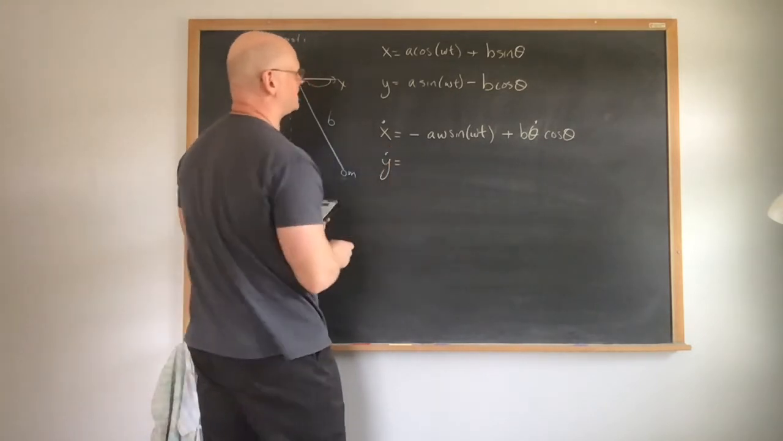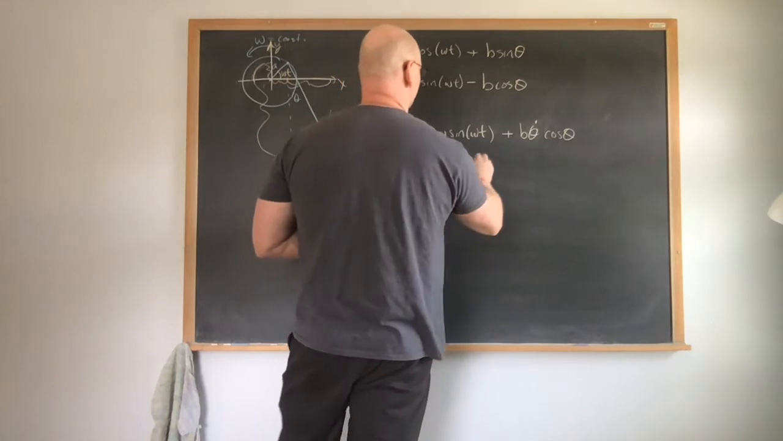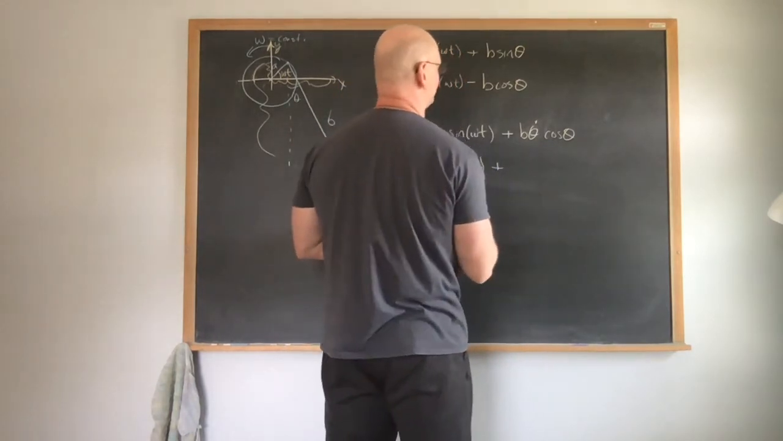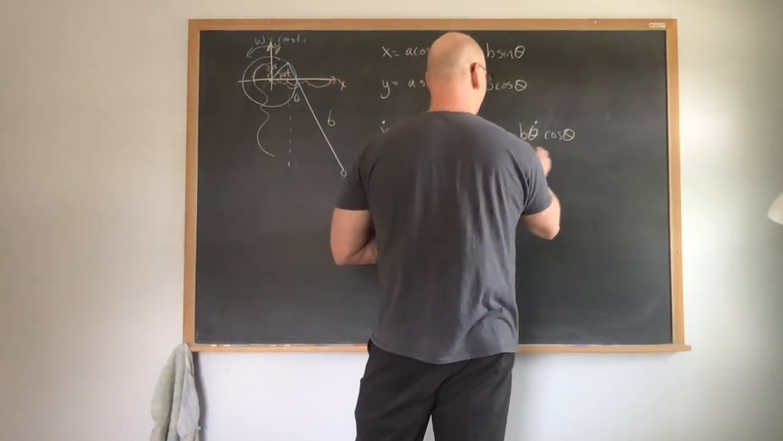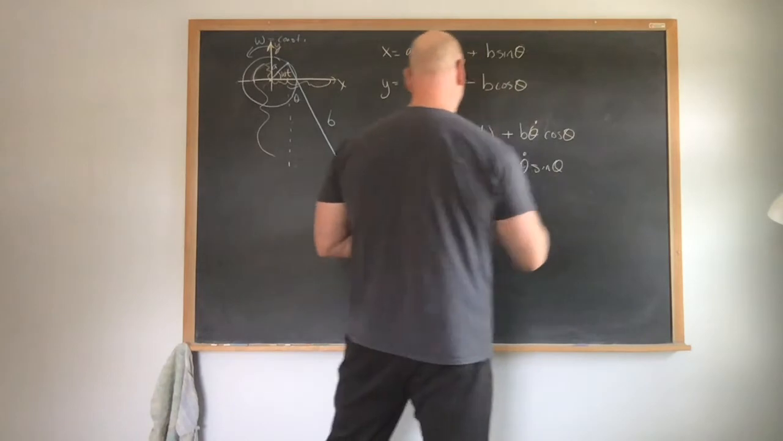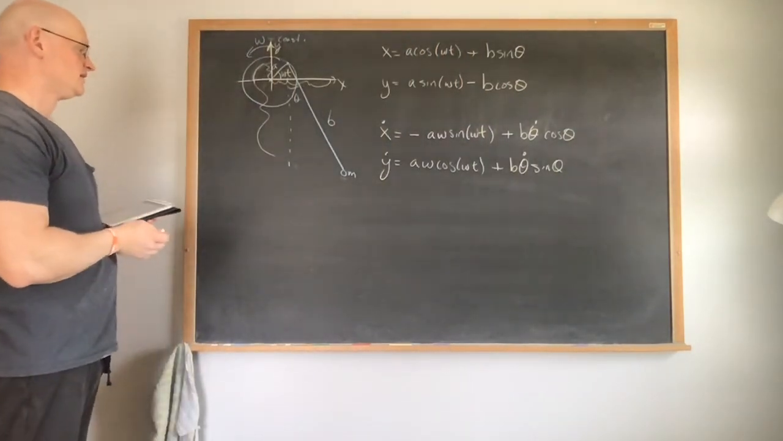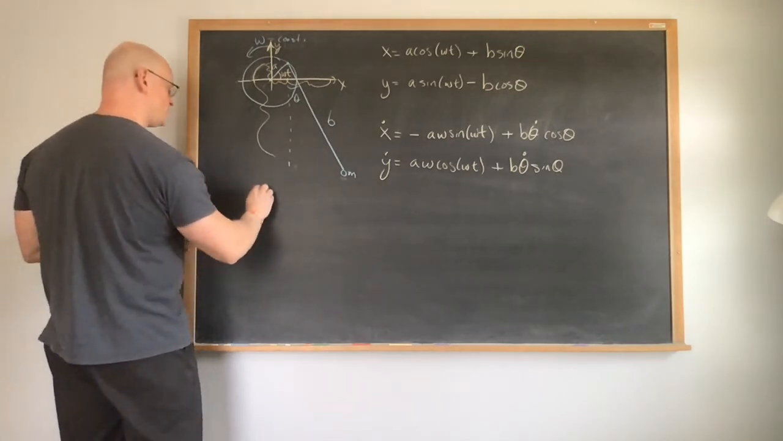y dot is then going to be equal to a times omega times cosine of omega t. And then I'm going to get a plus, because the derivative of cosine is negative sine. So plus b times theta dot times sine of theta. So these are my velocities. Good. Now from here, we can find the acceleration in the x direction.